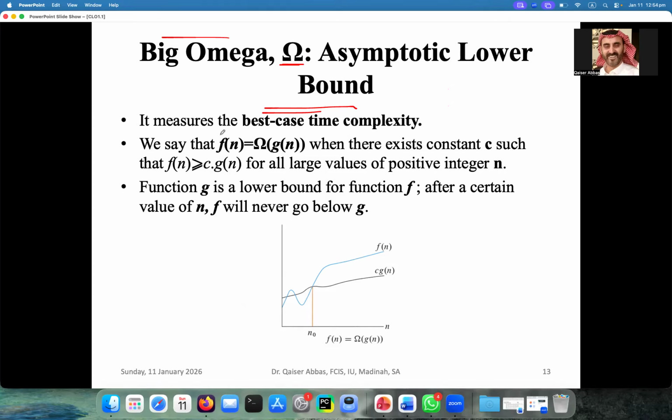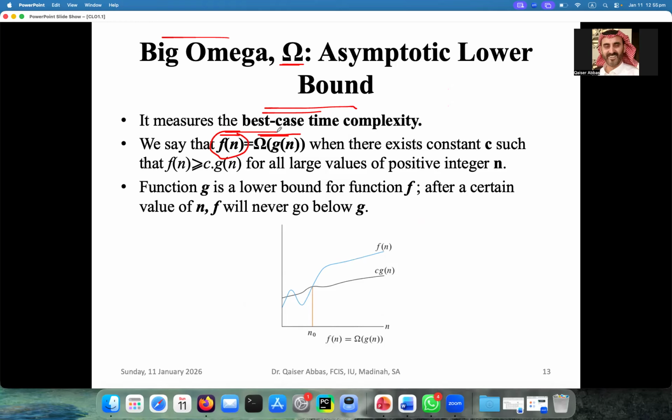And we can say that f of n is equal to omega g of n. What does it mean? Here, f of n means the running time of your algorithm. And you are saying that the running time of my algorithm is omega g of n, which means the best case of my algorithm is g of n. Omega is for the best. Now we want to say that the running time of our algorithm is omega g of n. How can you represent it mathematically? Like this: f of n is equal to omega g of n.